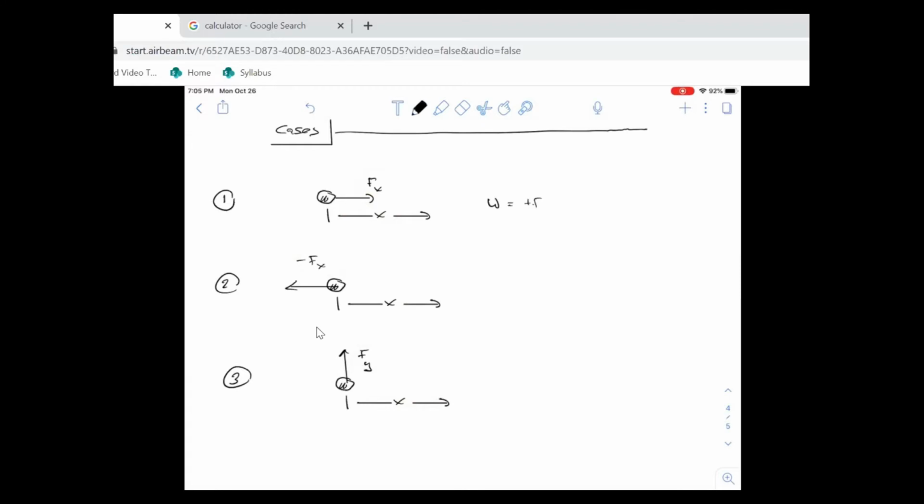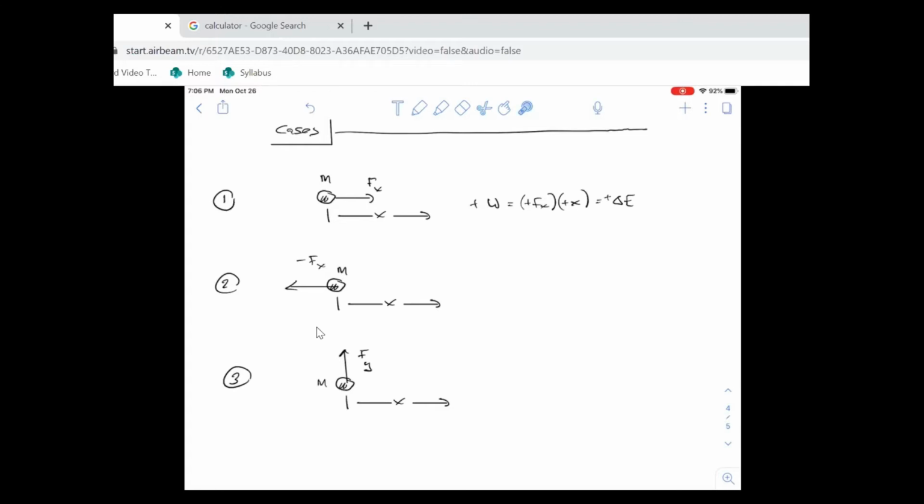Force is in the positive x direction. Motion is also in the positive x direction, which means that the work is going to be positive. Which means that the energy is going to be gained. That's what it means. So the energy gets transferred to the mass, so the mass is going to end up gaining energy in this case. So when the work is positive, the energy is gained.